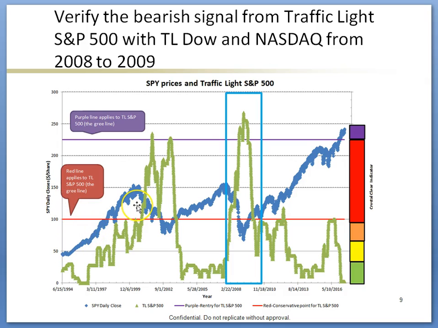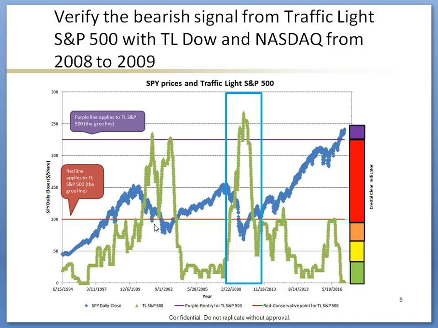The blue line here is the daily close of the S&P 500 ETF SPY. The green line here is the proprietary traffic light S&P 500. The horizontal purple and red lines apply to the traffic light S&P 500, the green line. The red line is the long-term conservative line.